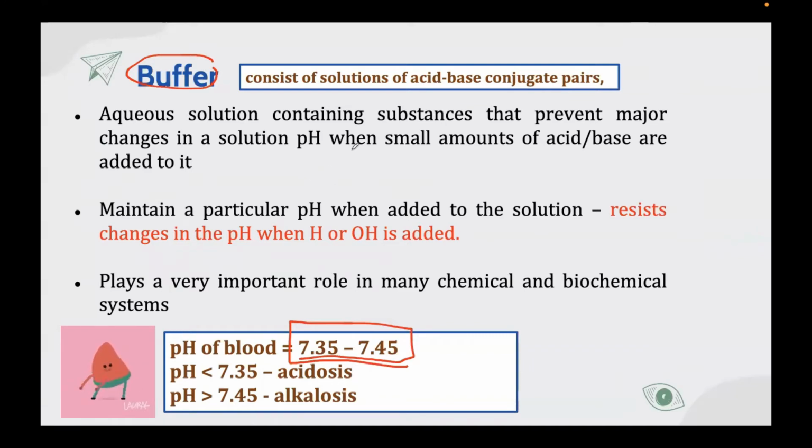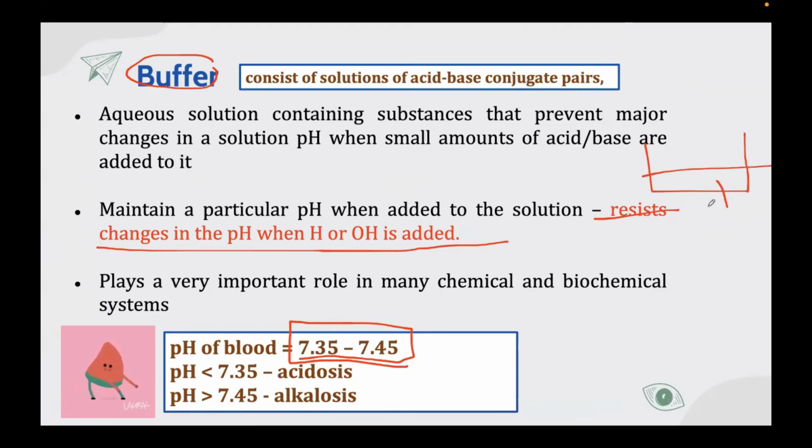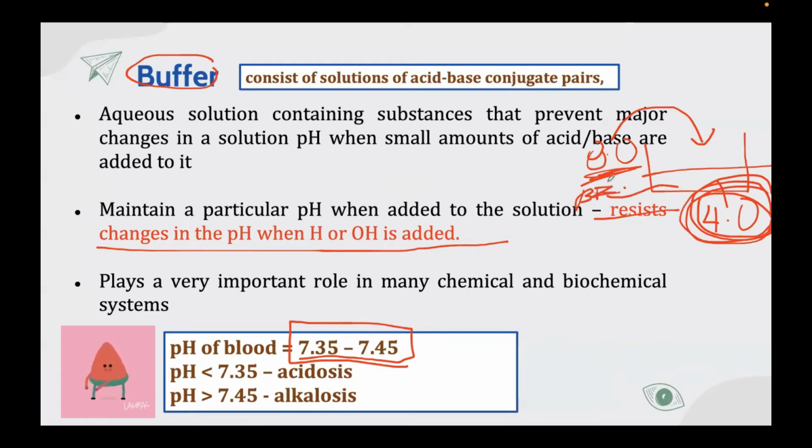It maintains a particular pH when added to the solution, and yung ating keyword, it resists changes in the pH when H or your OH is added. For example, meron kang beaker, and then meron kang solution dyan. Meron kang acidic solution, acidic pH, that contains 4.0. Okay? Kung gusto mo siyang dagdagan ng isang basic solution that has a pH of 8.0, para hindi masyadong mabago yung pH mo dito, hindi ka maka-observe ng drastic change, hindi masyadong magalaw yung 4.0, kailangan natin ng buffer. Okay? Parang ano siya, stabilizer, para hindi masyadong magkaroon ng changes sa ating pH.